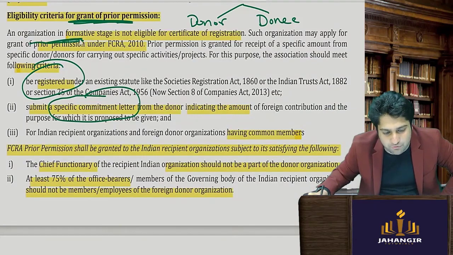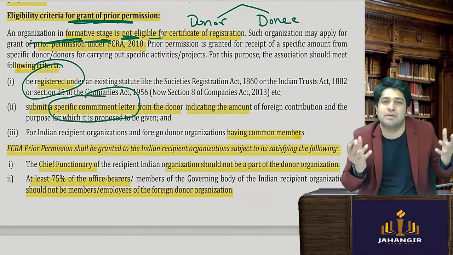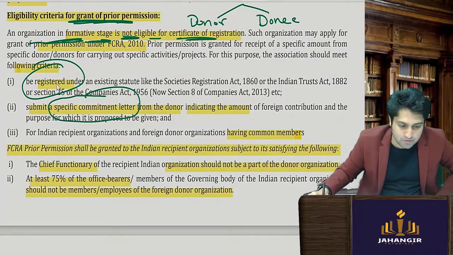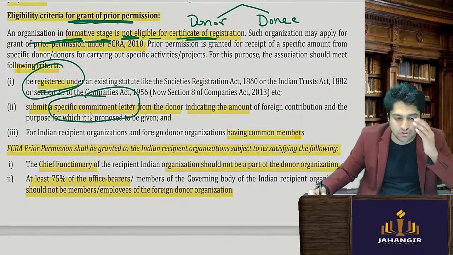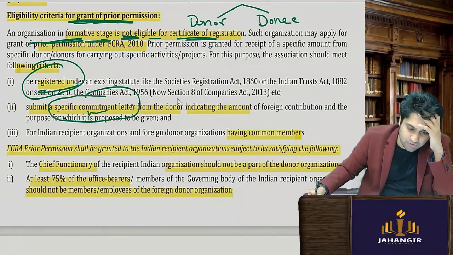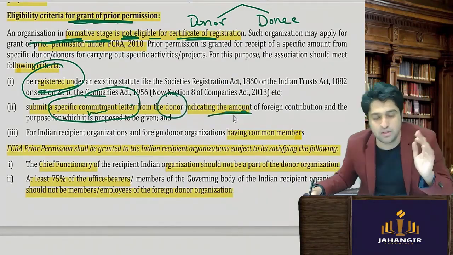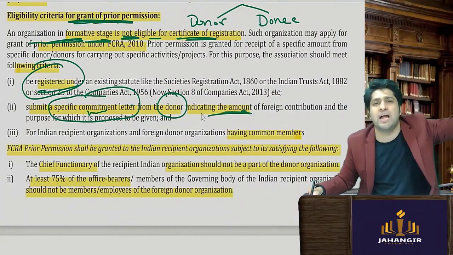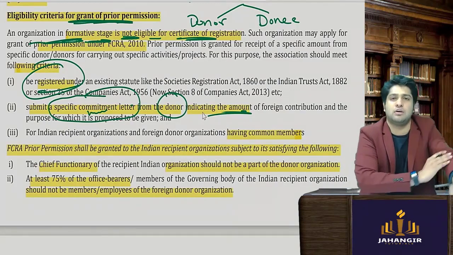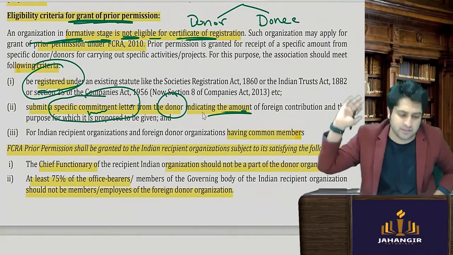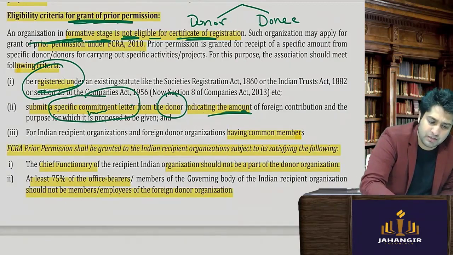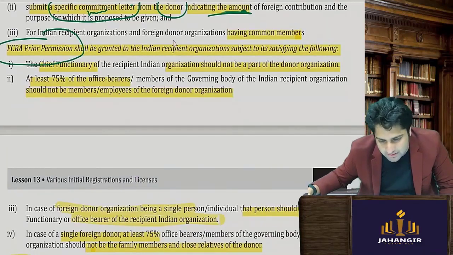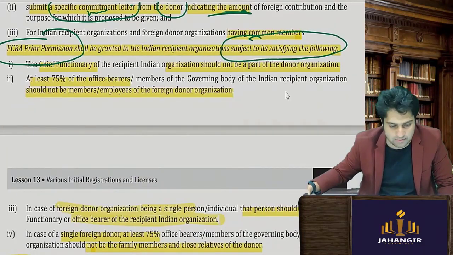So an organization in the formative stages is not eligible. नई company बनी है, donation, they are not eligible for registration under FCRA. Should be registered as in one of these statutes. You have to submit a commitment letter from the donor indicating the amount he is going to give. So the donor will give a commitment that I will keep giving 2 lakh rupees every month for the welfare of XYZ thing, upliftment of women, XYZ religion, etc. FCRA prior permission shall be granted subject to following of these conditions.